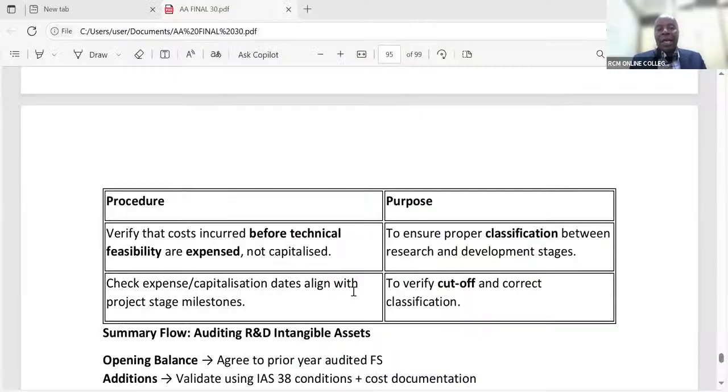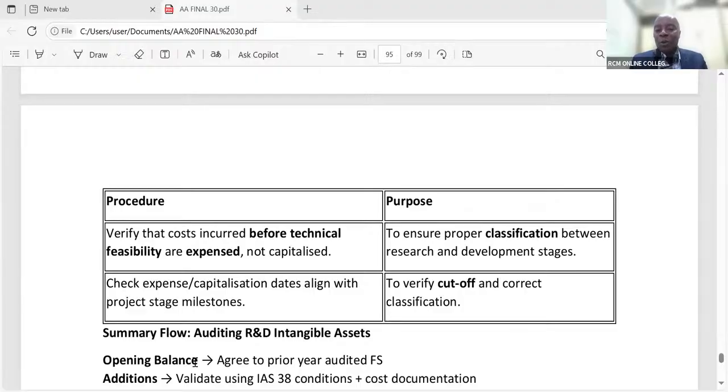So the same case with this research and development, we normally have milestones, right? So that this expense was for this milestone for this year. It's very, very important, ladies and gentlemen, in this case here to track that progress. So check expense, capitalization dates, align with project stage milestones to verify cutoff and the correct classification. So summary flow, auditing, research and development, intangible assets.